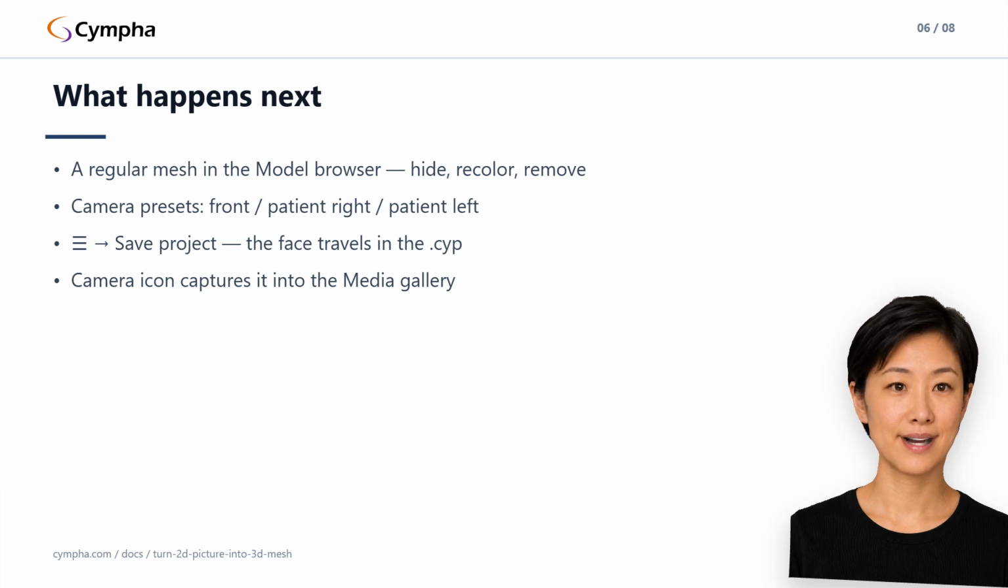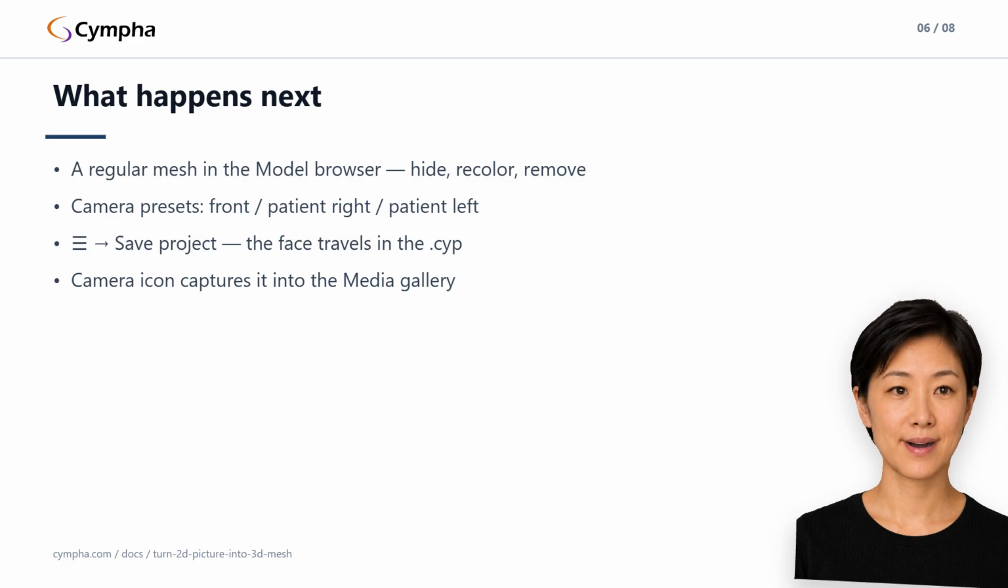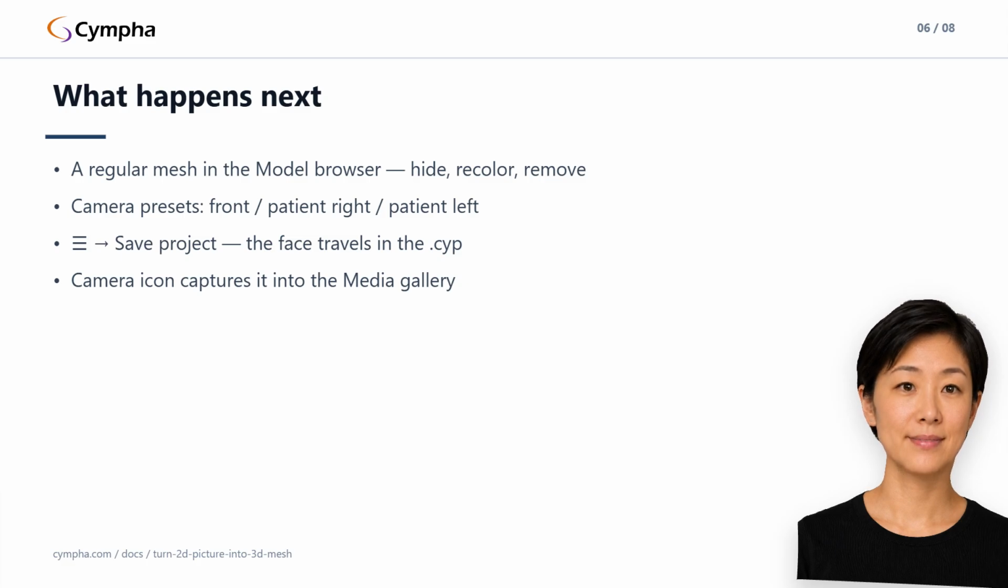Save the whole scene with Save Project from the hamburger menu, and the face travels inside the CYP project file with the rest of the case. And the camera icon on the top toolbar captures the current view into the media gallery, next to the case's other pictures. For assembling the full virtual patient, CBCT plus facial reconstruction plus dental scans in one coherent scene, the virtual patient guide in this series takes it from here.